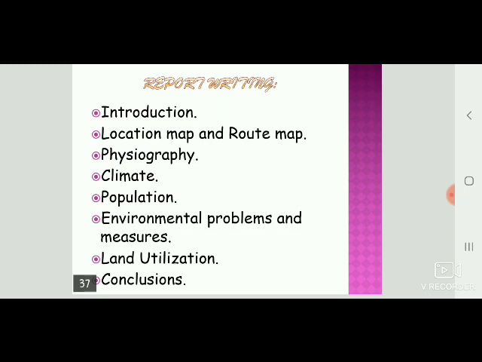Next, the population. Did you all see a dense population or a sparse population? Sixth point, were there any environmental problems? And if yes, what measures were taken? Next, land utilization. For what reason was the land utilized? Were there factories or was there agricultural land?